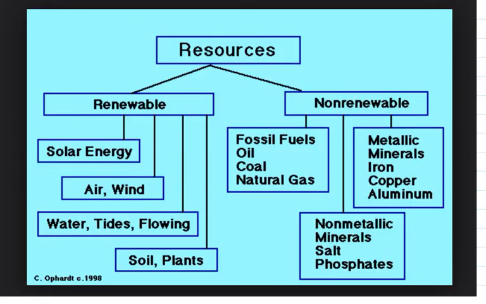And here we have a little chart. Right here we have resources. On one side we have our renewable resources like solar energy, air and wind, water and tides, soil and plants. And then on this side we have our non-renewable resources like fossil fuels or all different types of metals or minerals and salts and things like that. Those are things that once we use them up, that's it.